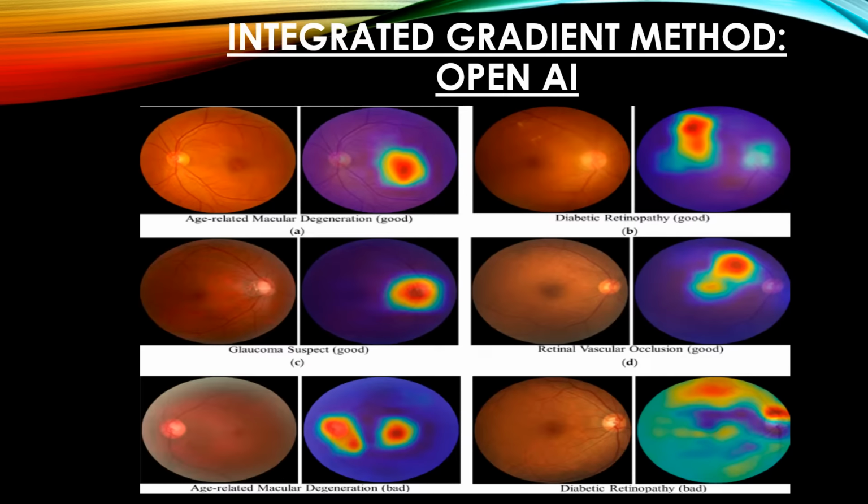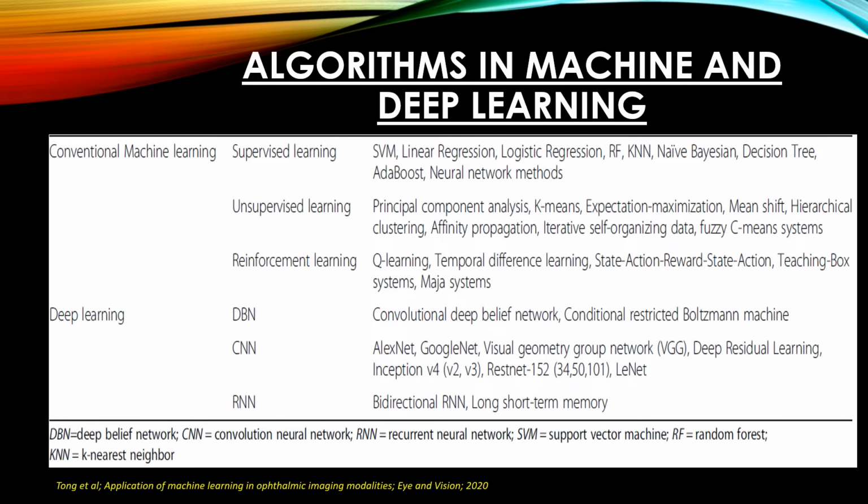There's something called the integrated gradient method. In this, we have these kind of topographical maps. It is a type of open artificial intelligence. That is, in the maps, we have certain highlighted areas, and those coincide with the clinical picture as seen here in the retina. Where this highlighted portion is there, we can see that the corresponding clinical lesion is present in the colored fundus photograph.